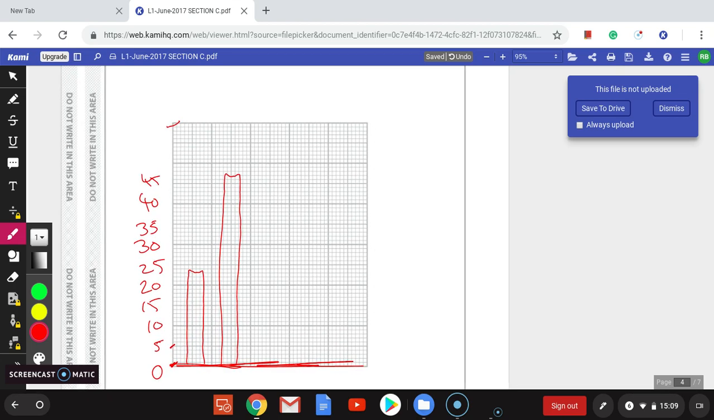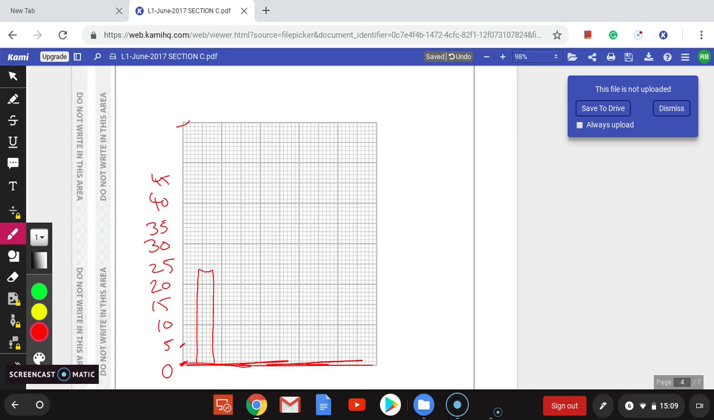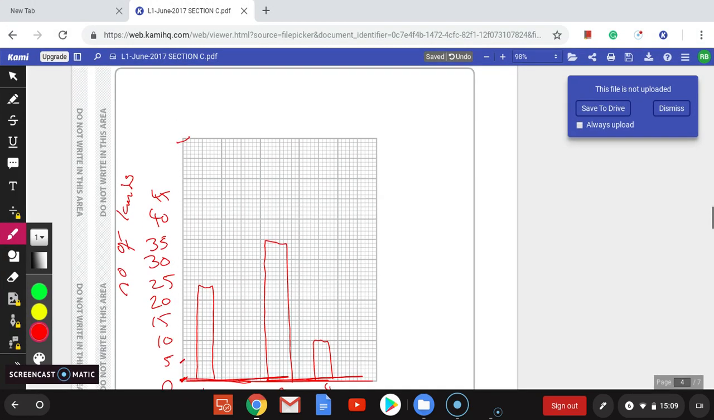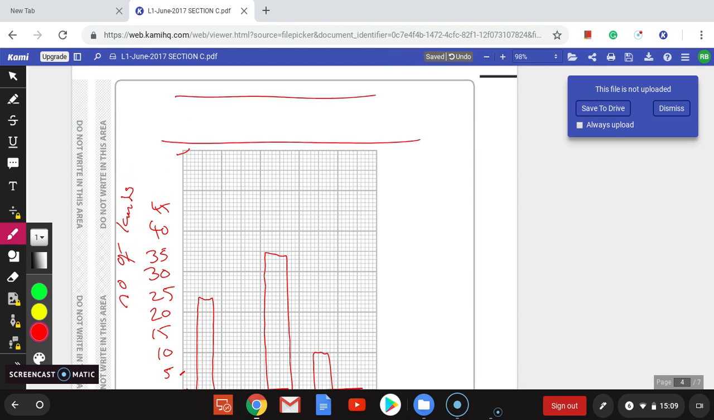Number 3 is 33. So it goes up somewhere here. And number 4 is 9. So it goes up somewhere here. You need to label those 1, 2, 3, and 4. And what are they? They're weeks. And here you have number of lambs. Okay, and you always have to put a title, otherwise you won't get the full marks. So number of lambs born each week.